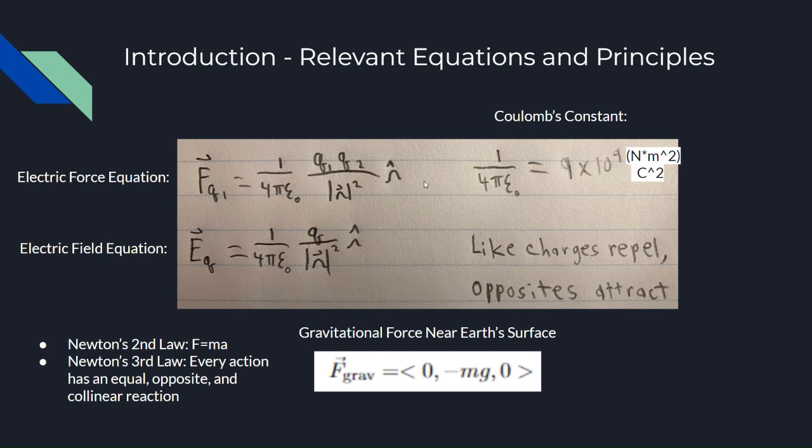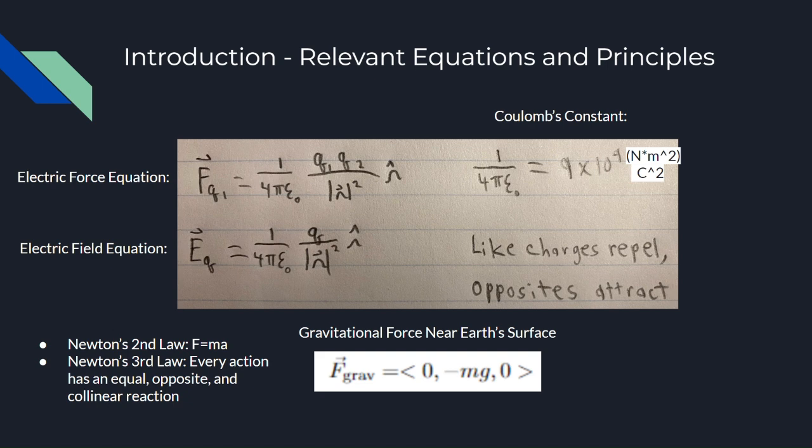Here are some relevant equations and principles. We're going to need the electric force equation, which is 1 over 4 pi epsilon naught times Q1 Q2 over the magnitude of r squared times r hat. The electric field equation is the same as the electric force equation minus the charge that is being acted upon. 1 over 4 pi epsilon naught is a constant known as 9 times 10 to the ninth. And like charges repel while opposites attract.